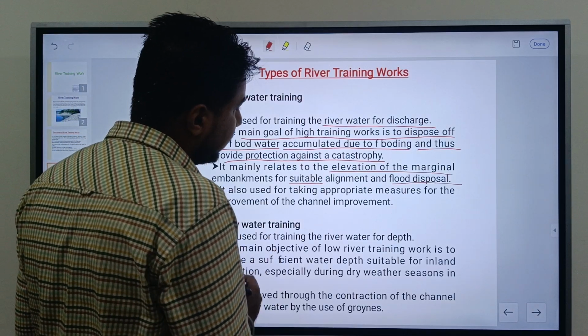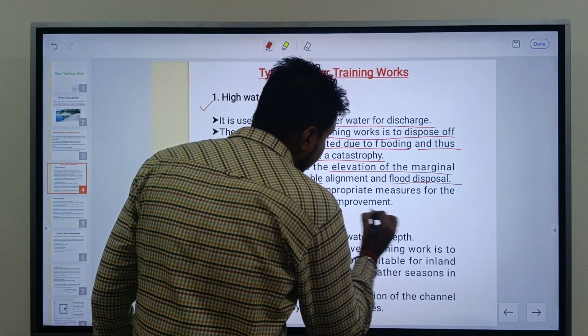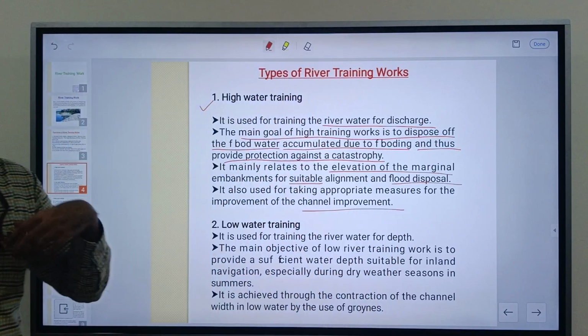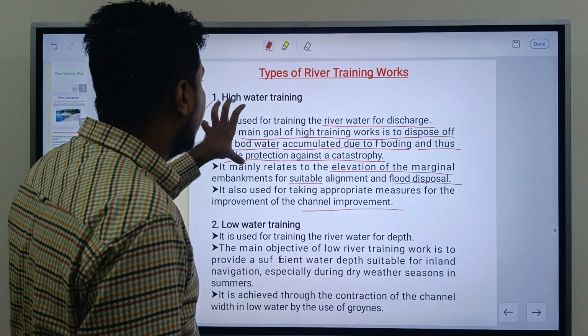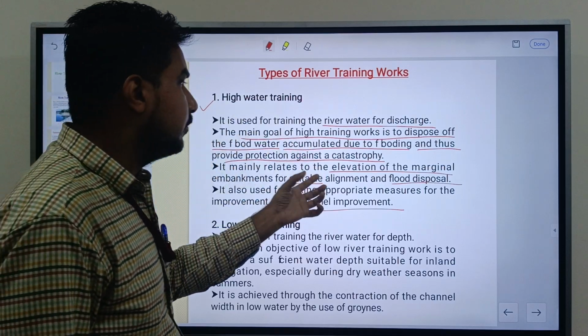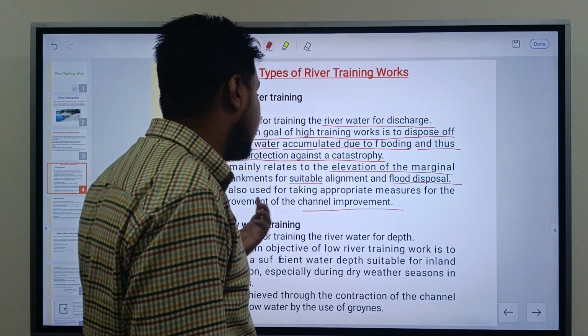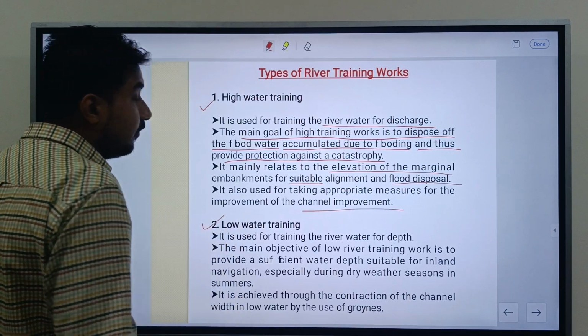It is used also for taking accurate measurements for channel improvement. It is also very helpful for making an improvement in the channel section or channel design. Okay. So in the high water training work, we mostly focus on flood water disposal and improving the channel conditions. Okay. Now next one is the low water training work.